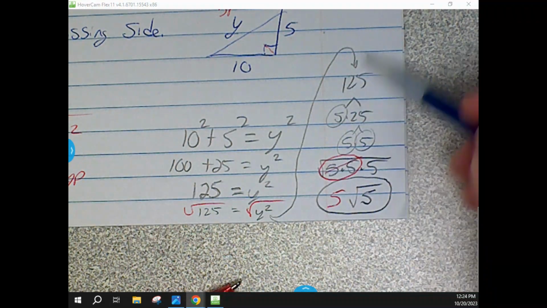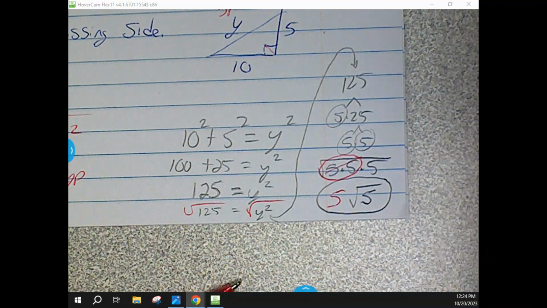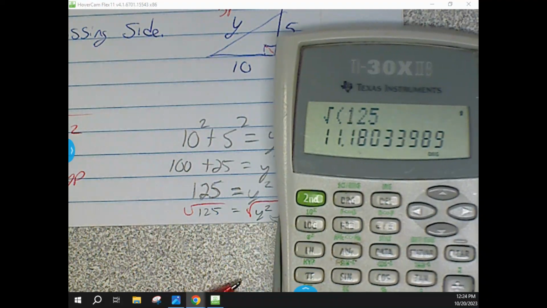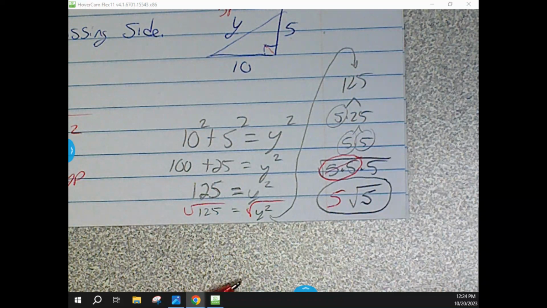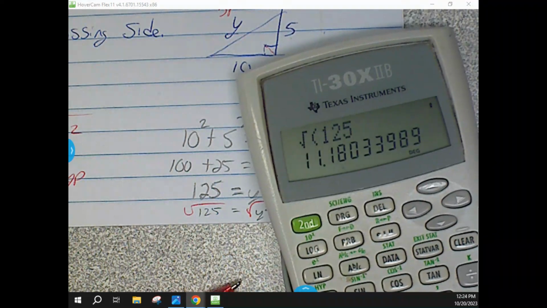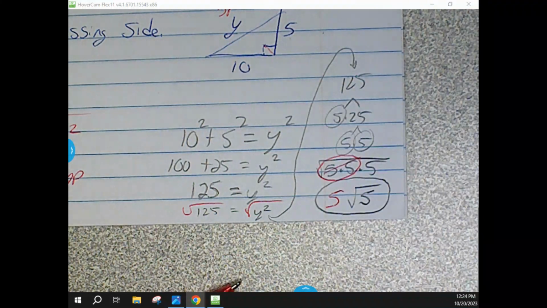Okay, now, if they ask for radical form, you have to do that. If they ask for just a decimal number, of course, you can just punch it in and square root it, and you've got it. Sometimes they'll let you give a decimal answer. You just have to read through and see what they're going to have you do there.